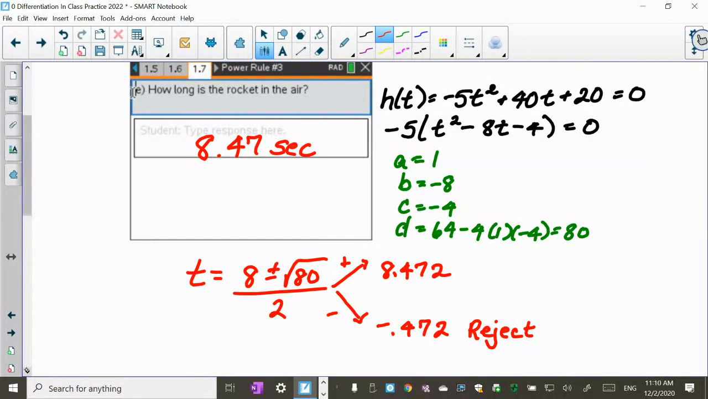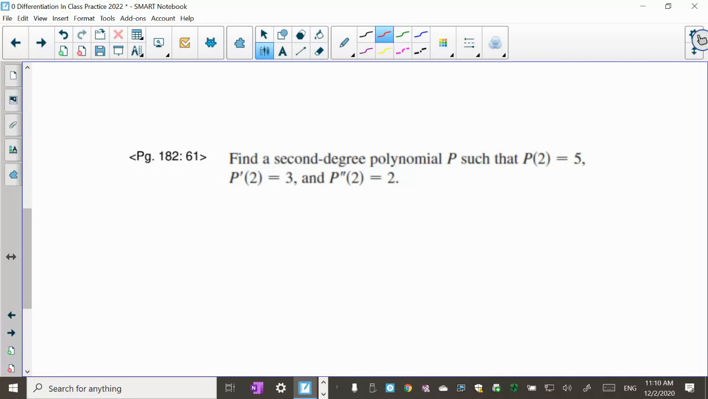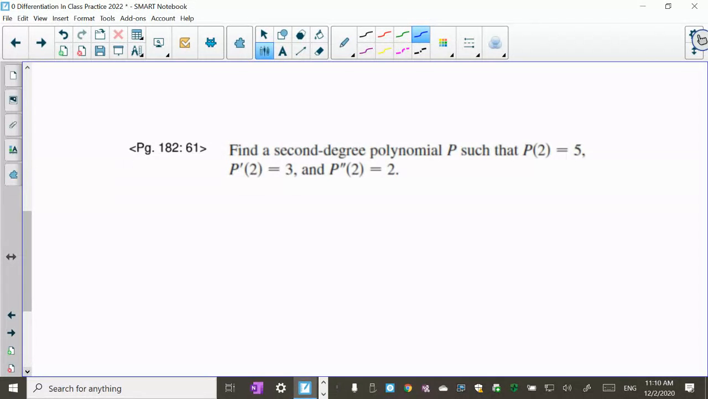Now, the last thing I'm going to do on this in-class practice is your last problem in your text assignment. It's page 182, number 61. But I thought it was worthwhile doing this because it's pretty neat how to do this. So we're going to kind of work backwards. It says find a second degree polynomial, which I know is x squared, which I know is a quadratic. So they want us to find a quadratic.